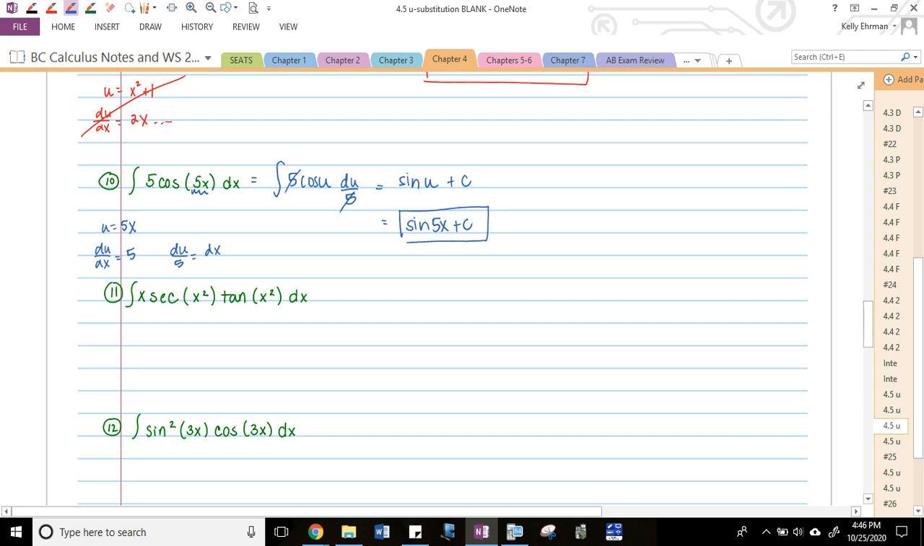If that 5 wouldn't have been there, then it would have been cosine of u du with a 1/5 out in front. So the answer would have been 1/5 sine of 5x plus c. So it's okay if numbers aren't canceling. You just need it to be so that you can rewrite everything in terms of u and not have x's left over.